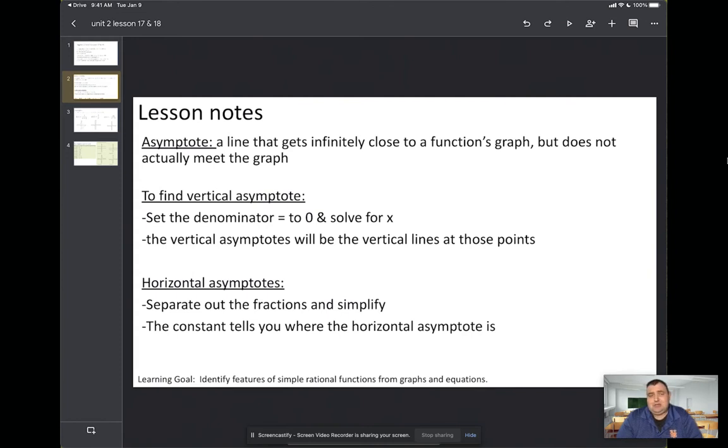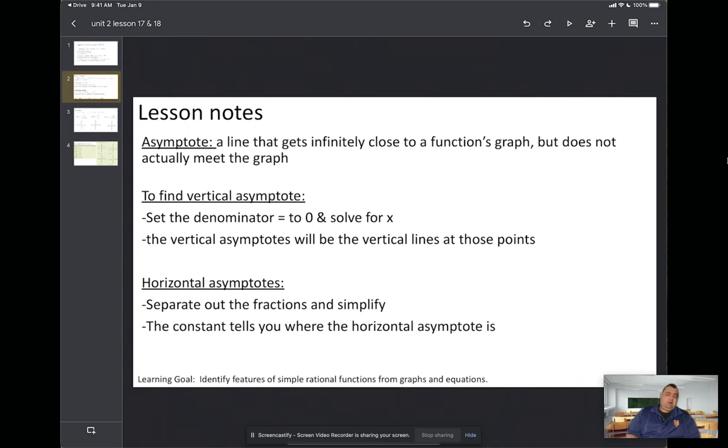An asymptote is a line that gets infinitely close to the graph of a function, of a rational function, but never actually quite meets the graph. It never intersects it. It gets really, really close, but never does. And in the first part of the lesson, we're going to talk about vertical asymptotes. And the second part, we're going to talk about horizontal asymptotes.